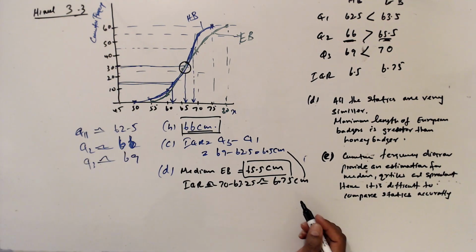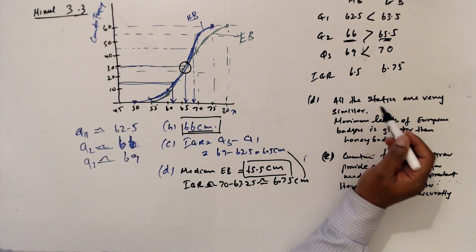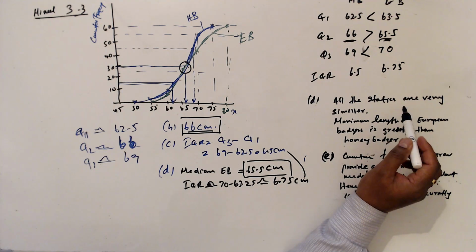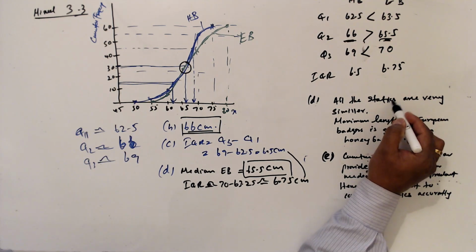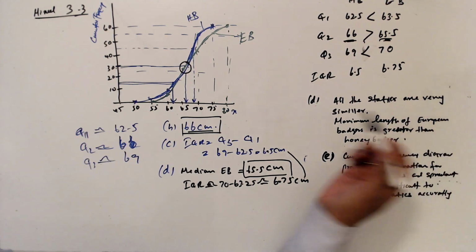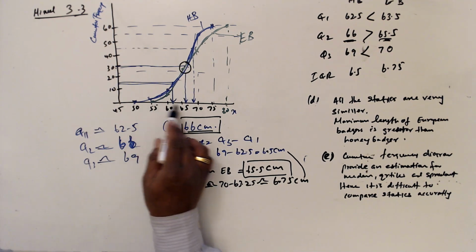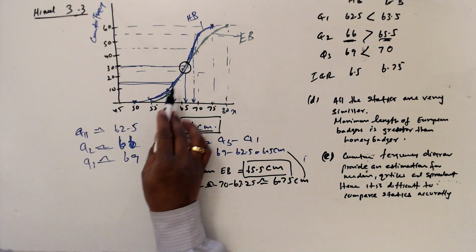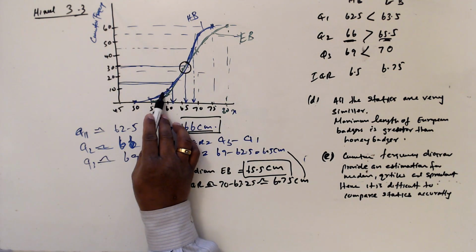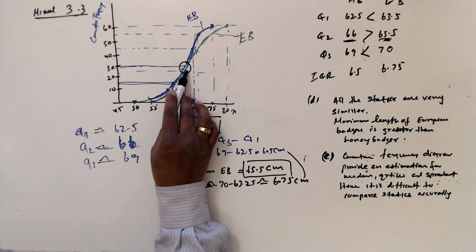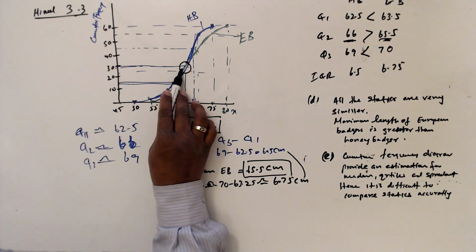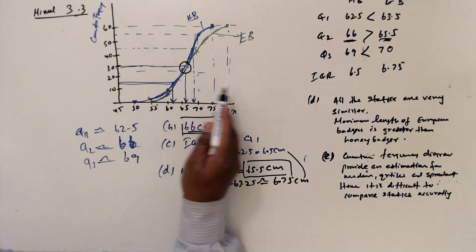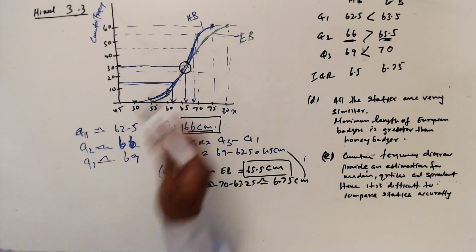So finally, we can tell that all the statistics are very similar, because when you look at this data range, European badgers are beyond and this is less, and in this data set honey badgers are beyond and this is less, and after this range it is opposite again.